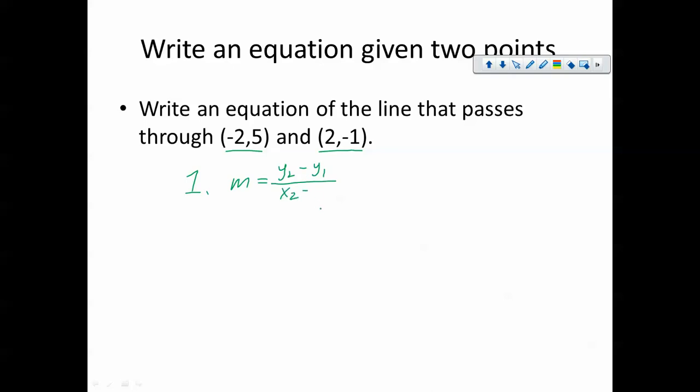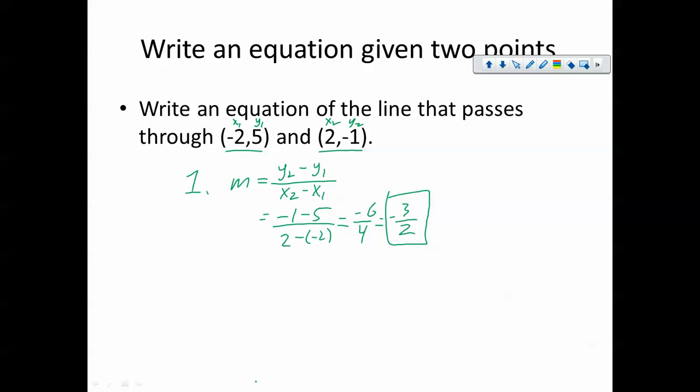So we're going to take y2 minus y1 over x2 minus x1, and I'm going to plug those values in. We're going to call this y2, x2, and we're going to call this y1, x1. So this is negative 1 minus 5 over 2 minus negative 2. So what do I get? That's negative 6 over 4, which simplifies to negative 3/2. So that's my slope.